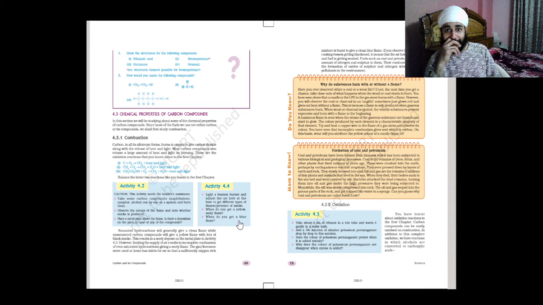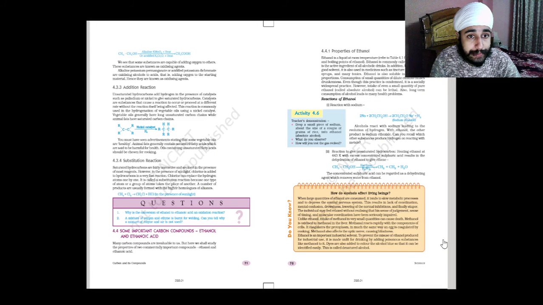Now, what is the addition reaction? This addition reaction is mostly used for unsaturated hydrocarbons with hydrogen in the presence of a catalyst, that is palladium or nickel. Catalysts are substances that cause a reaction to occur or proceed at a different rate without the catalyst itself being affected. So mark this line: what catalysts are.